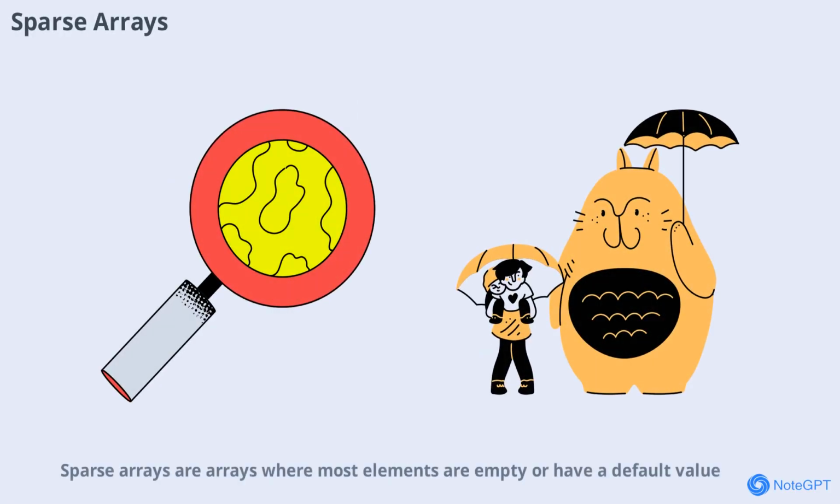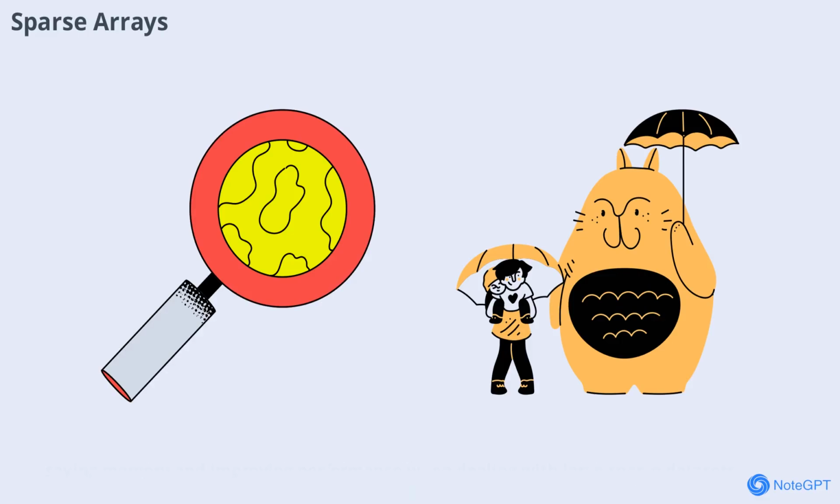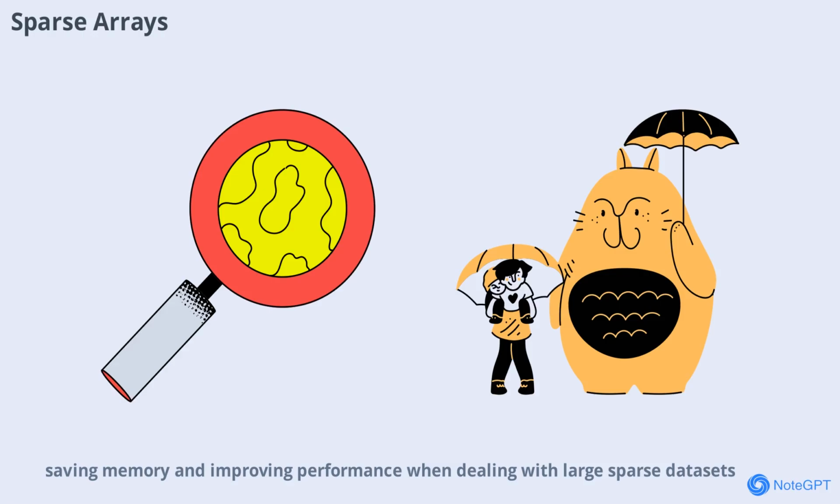Sparse arrays are arrays where most elements are empty or have a default value. They are useful for representing data with lots of gaps, such as matrices with many zeros. Special techniques are used to store sparse arrays efficiently, saving memory and improving performance when dealing with large, sparse datasets.